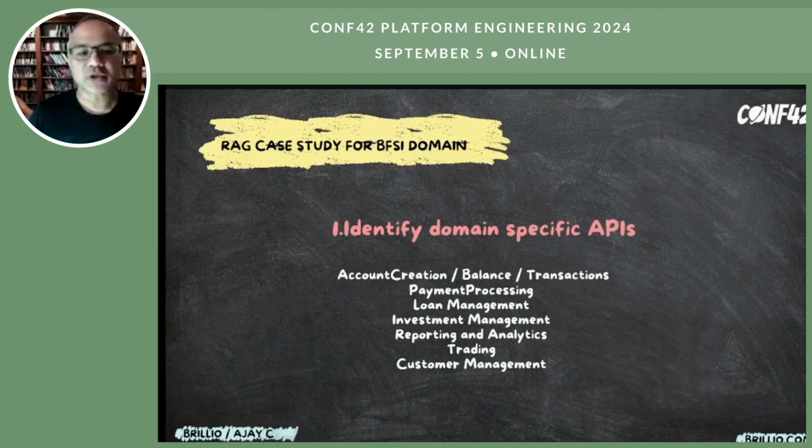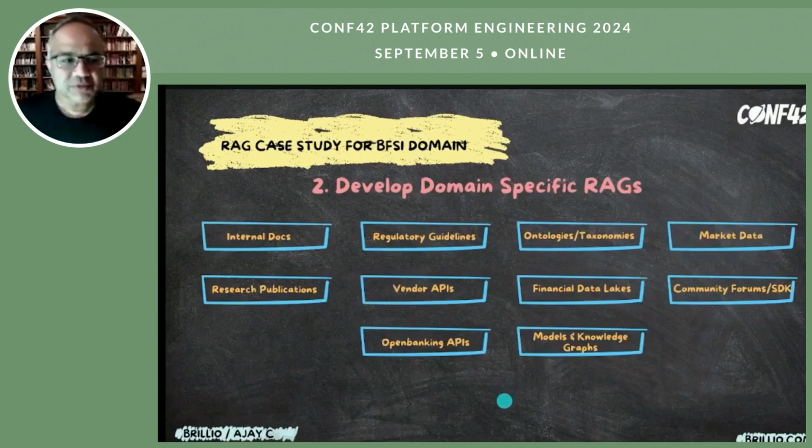So it's very important for you to involve your product management teams to make sure that you clearly understand what the business needs are. And even between two different banks engaged in similar activities, your requirements might be different depending on where your business priorities are. Once you do that, the question becomes, how do you develop domain-specific RAGs?